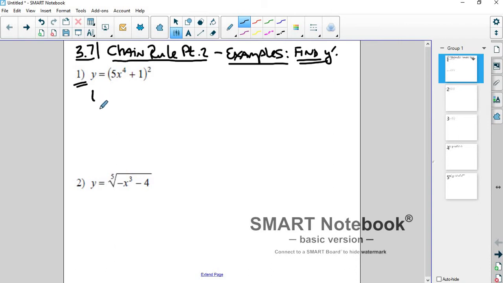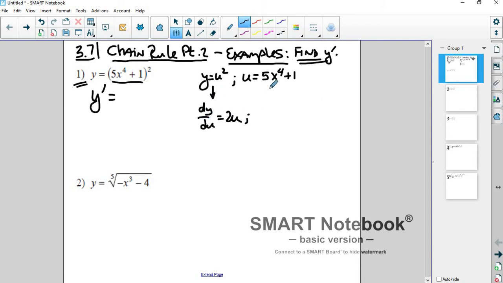We're looking for y prime of the function (5x^4 + 1)^2. So what is the inside function? The inside function, we call that u sometimes. That's 5x^4 + 1, which means y is just u squared. And so when we take the derivative of each of these, dy/du is equal to 2u, and du/dx is equal to 20x^3 + 0.